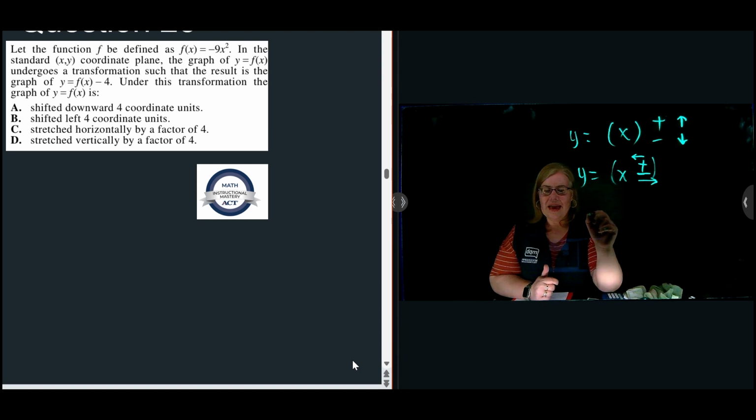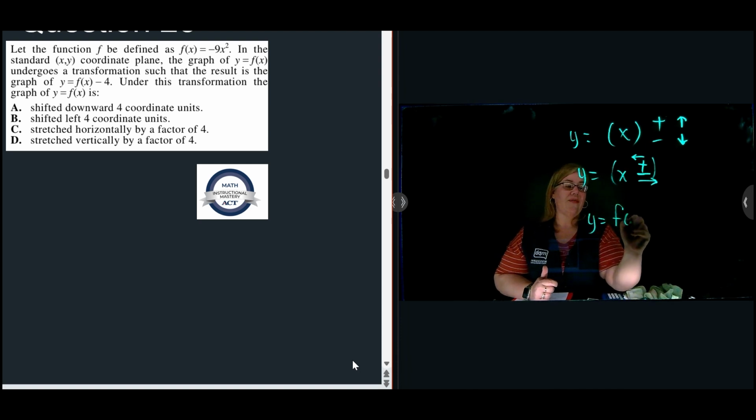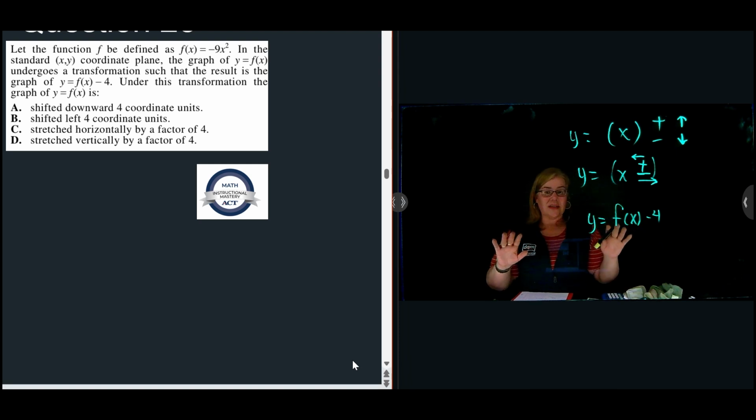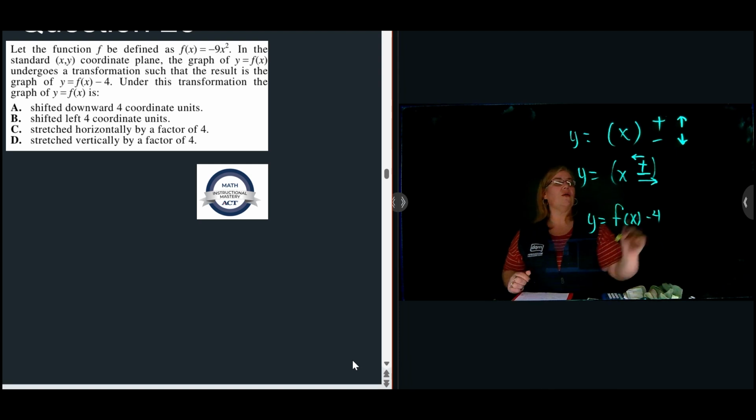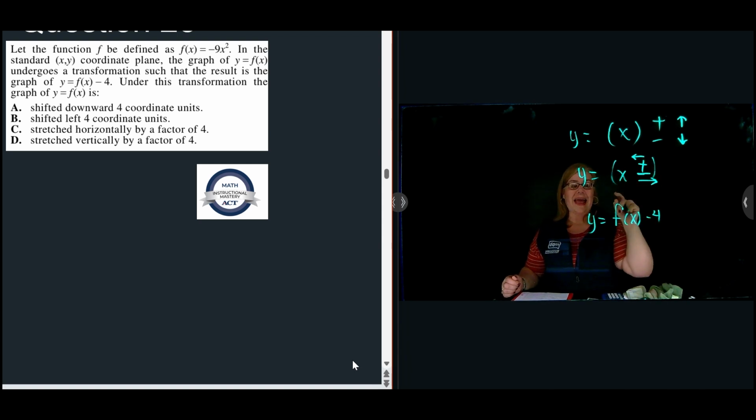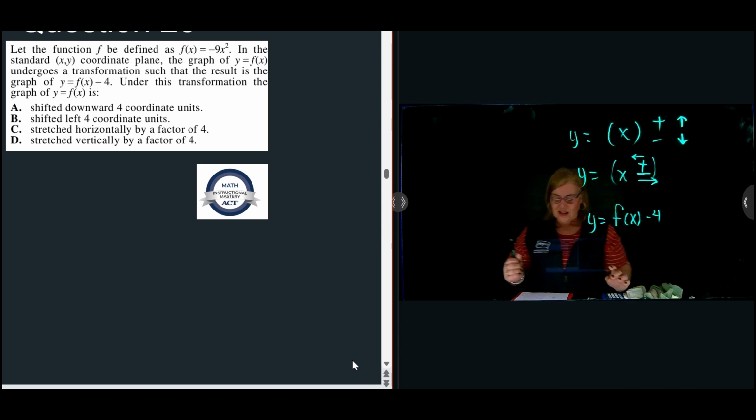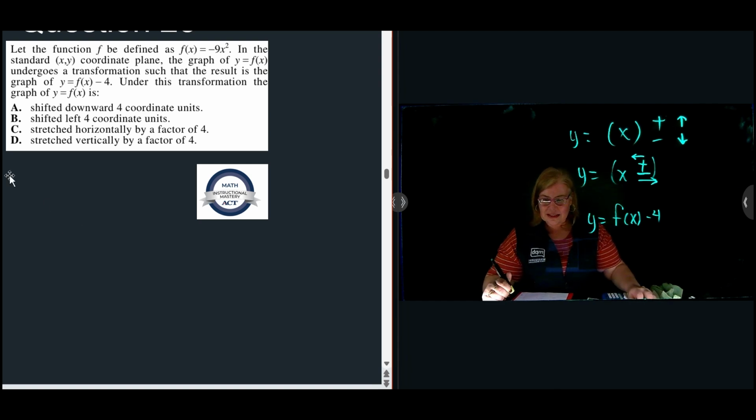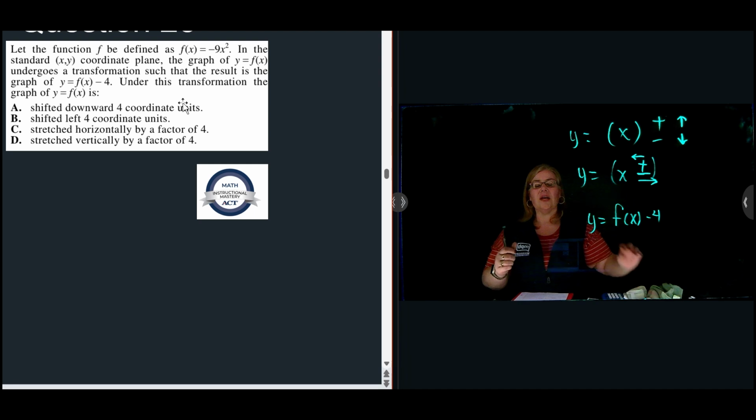If we look, we have y equals f of x minus 4. Well, there's nothing inside that x, so I'm not going left or right. I can only go vertical on the outside. So since it's a subtraction, I'm going to go down how many units? Exactly right. So when I look at these, I'm going to shift downward 4 coordinate units.